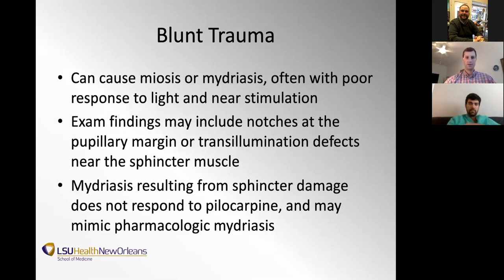And then finally, another possibility is blunt trauma. This can cause miosis or mydriasis, often associated with a poor response to light and near stimulation. Oftentimes you can tell based on history if this is something you need to think about. You should also look on slit lamp exam to see if there's any evidence of an irregular pupil, notching, or transillumination defects around the area of the sphincter muscle. Typically this will not respond well to pilocarpine either, so it may mimic pharmacologic mydriasis. Keep that in mind.